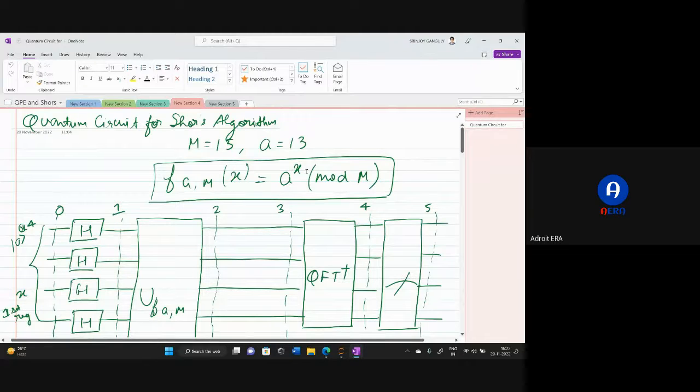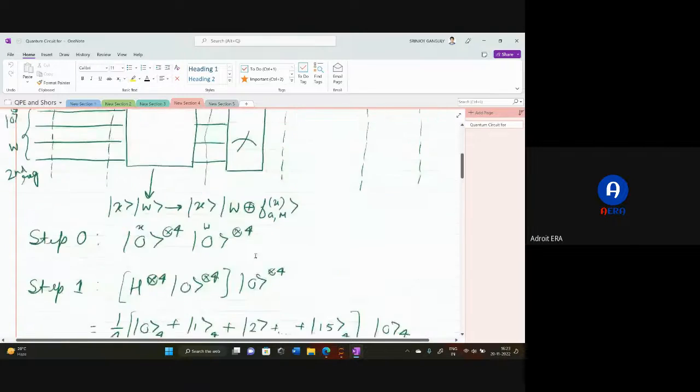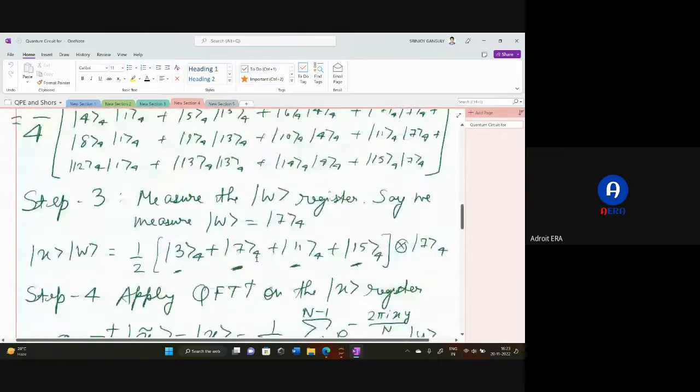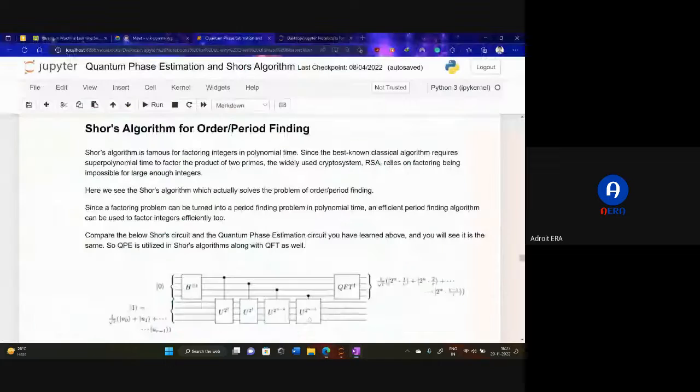In the morning we solved an example for a equal to 13 and m equal to 15, where the number 15, m or n, you can take any variable, needs to be factored into prime factors. That means the factors we consider should be prime numbers. That is the goal of Shor's algorithm. We discussed this this morning, and now I am going to show you the Qiskit example of this.